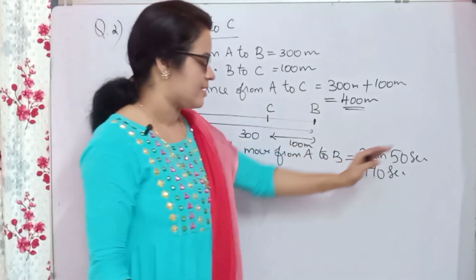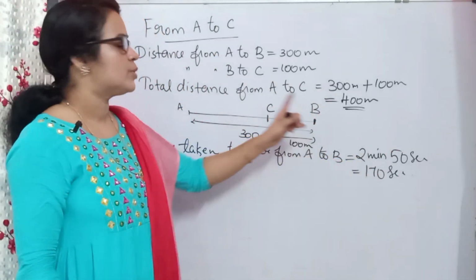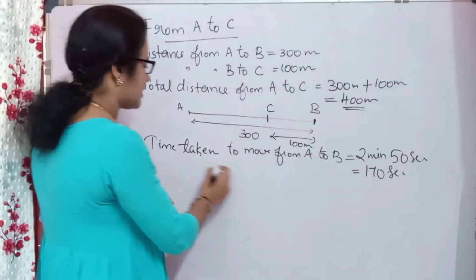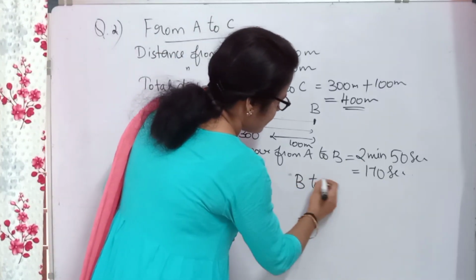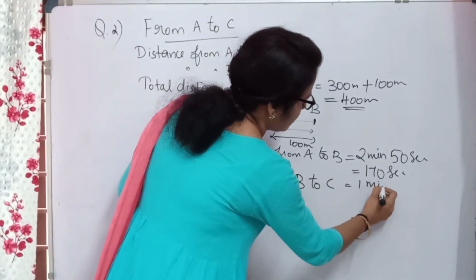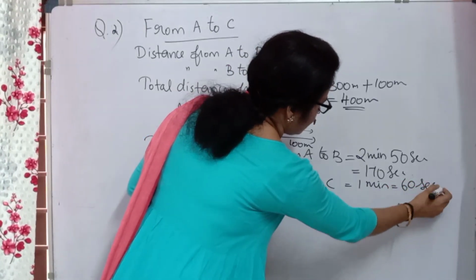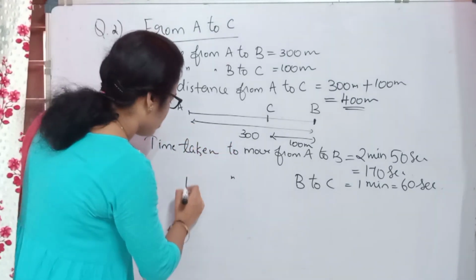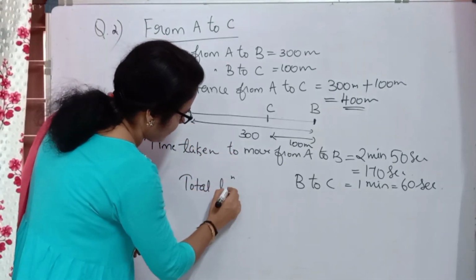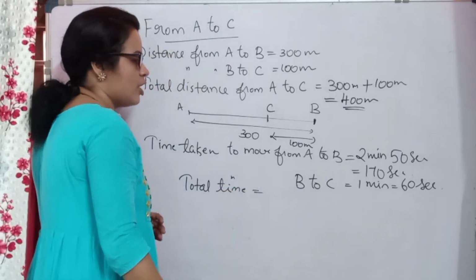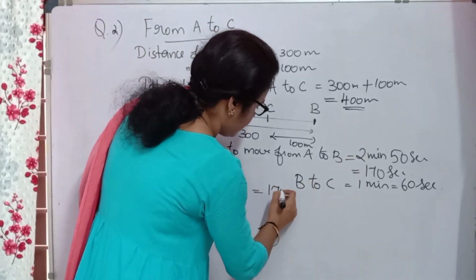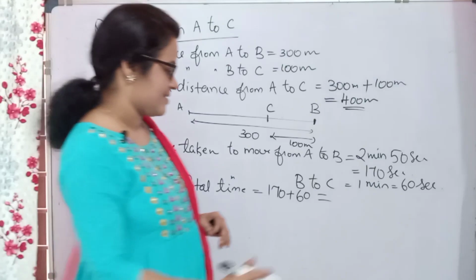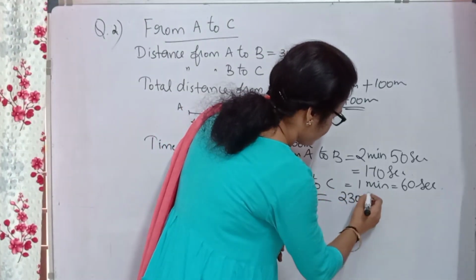We have already calculated the time from A to B, that we have already done in the last case. And now from B to C, how much time is he taking? The time taken to move from B to C is 1 minute. That will be 60 seconds. Right. Now, can we calculate the total time? The total time will be how much? Total time is equal to 170 plus 60. Yes, so that will be 230 seconds, right? So that is 230 seconds.